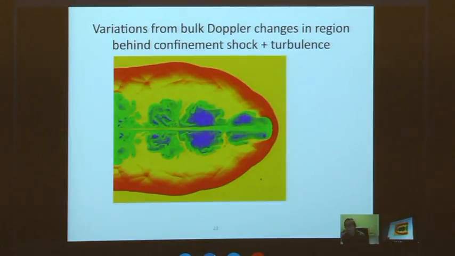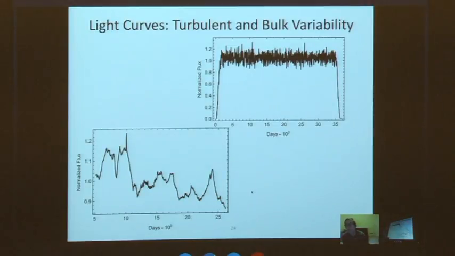And I wish I had a pointer that I could show these features to you, but we'll have to live without that. But that region should not be anything near as variable as the fluctuations from the inner portions of the jet. And so the next slide shows at the top one of the turbulent light curves that I discussed earlier, and at the bottom, one of the light curves we get from looking at the fluctuations of basically the Doppler boosting of the emission from that inner jet region.